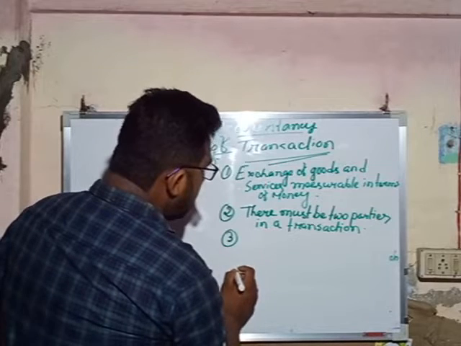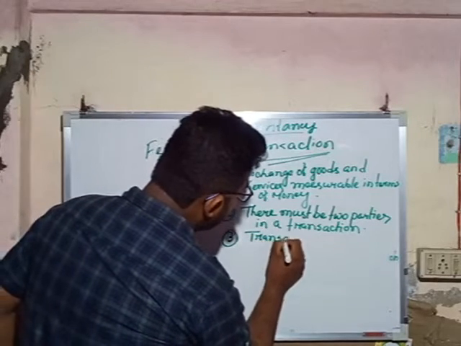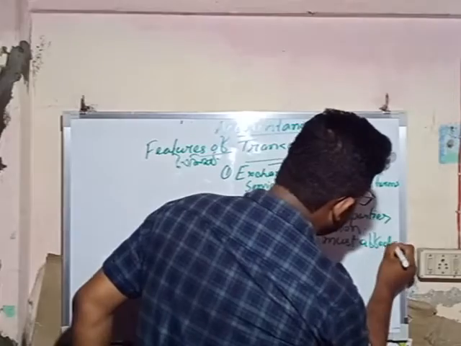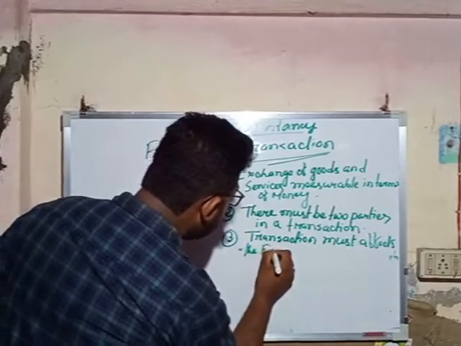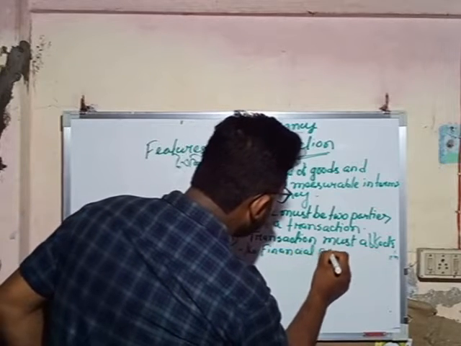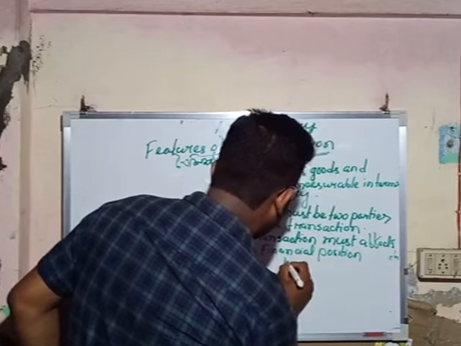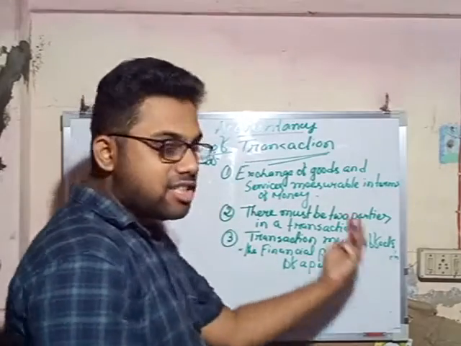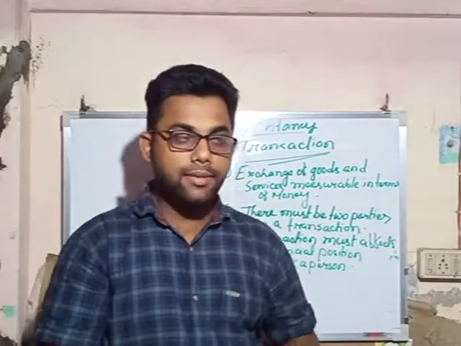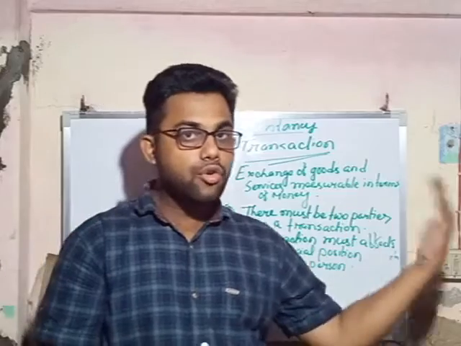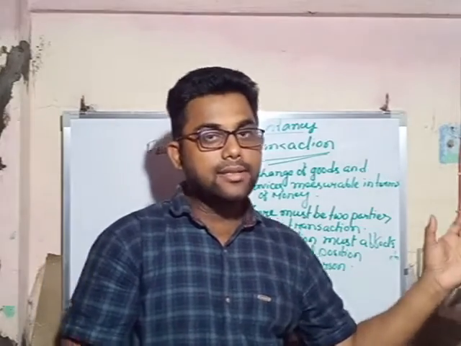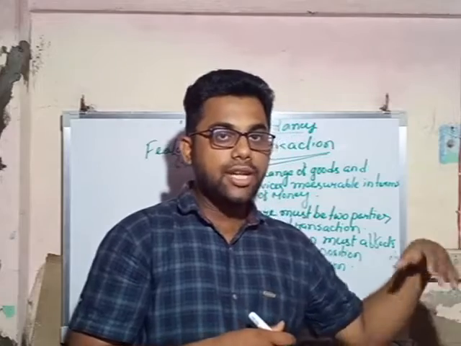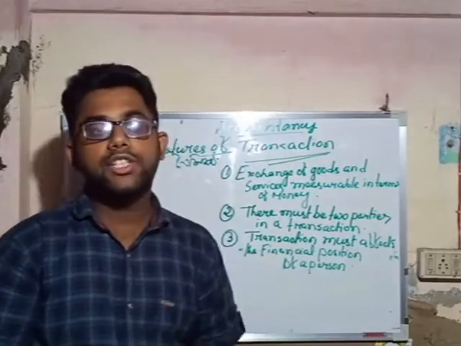Next, the transaction must affect the financial position of a person. Whenever any transaction occurs, it must affect the financial position of a person. If it does not affect the financial position of a person, then we cannot consider it as a transaction. Suppose a person sells goods to another person for rupees 5,000. In such a case, he received 5,000 from another person, so his financial position gets improved. So it is the transaction which affects the financial position of a person.